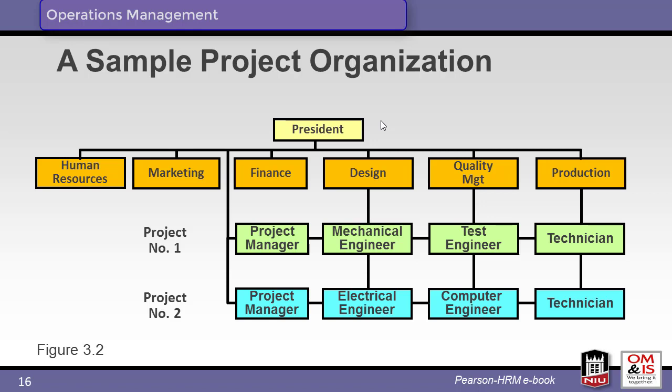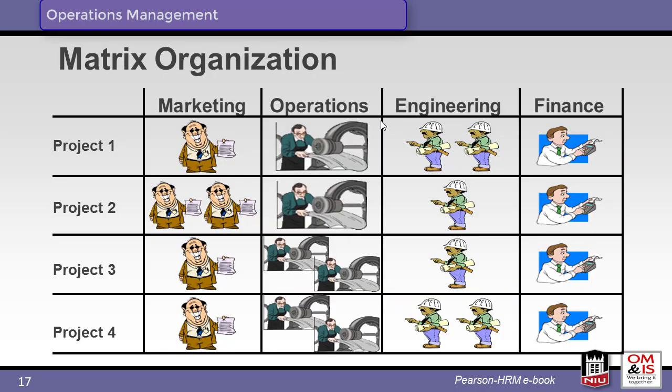Here's an example of an organizational chart for a project. This would be considered a matrix structure since each member of the project team reports to both the project manager and their home department. Here's another view of how a matrix structure works.